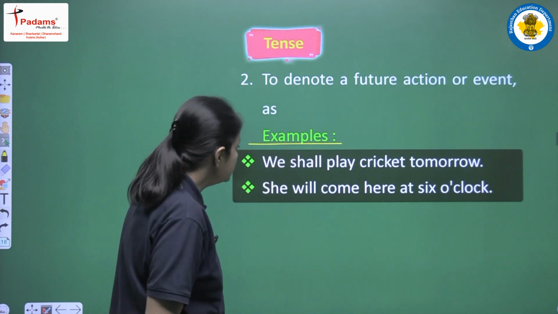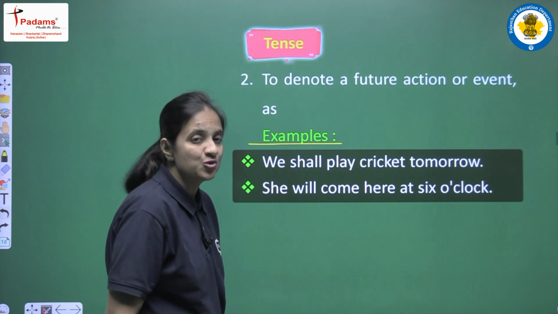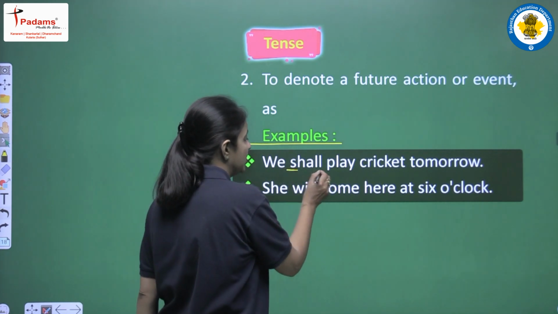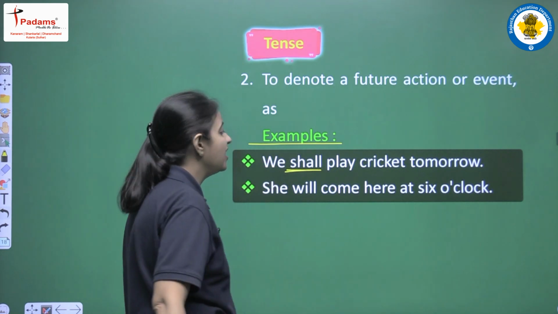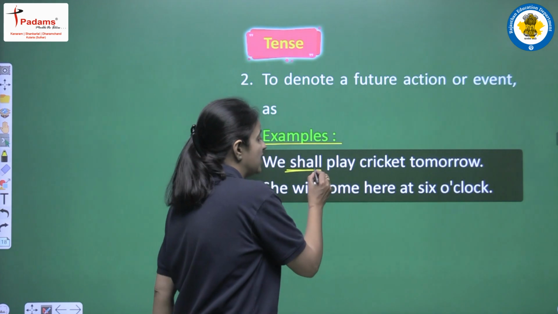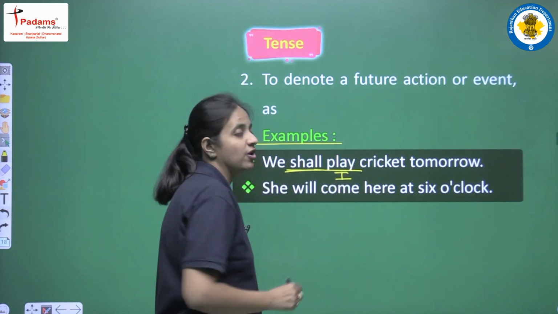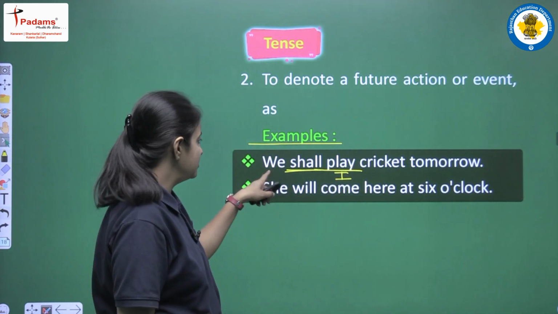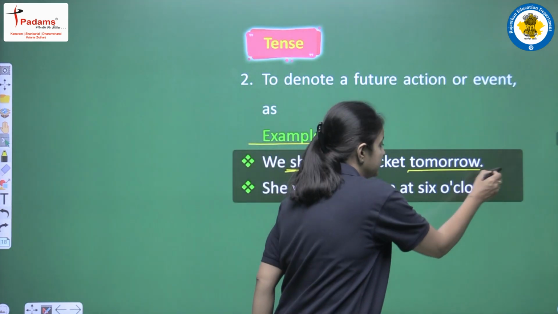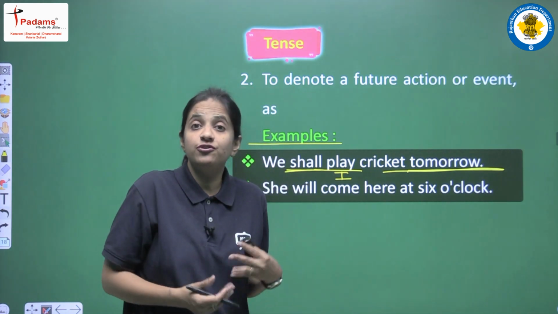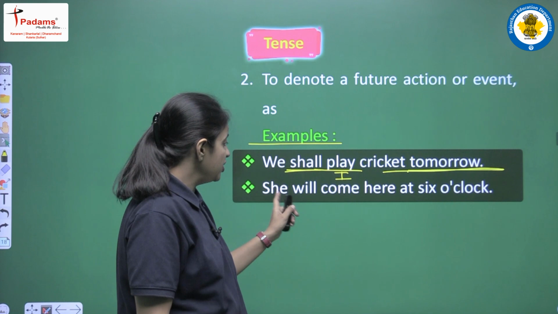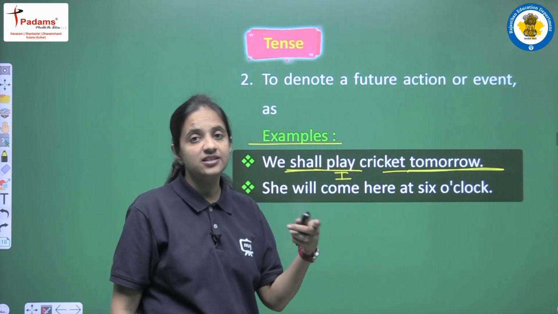The first one is we shall play cricket tomorrow. Just be very careful regarding the use of the helping verb. Here also we have we. This is the reason we write shall with we, and we write play, that is the first form of the main verb, and the sentence is we shall play cricket tomorrow. We have tomorrow, and this is the word that shows future time. The second example that we have is she will come here at 6 o'clock.